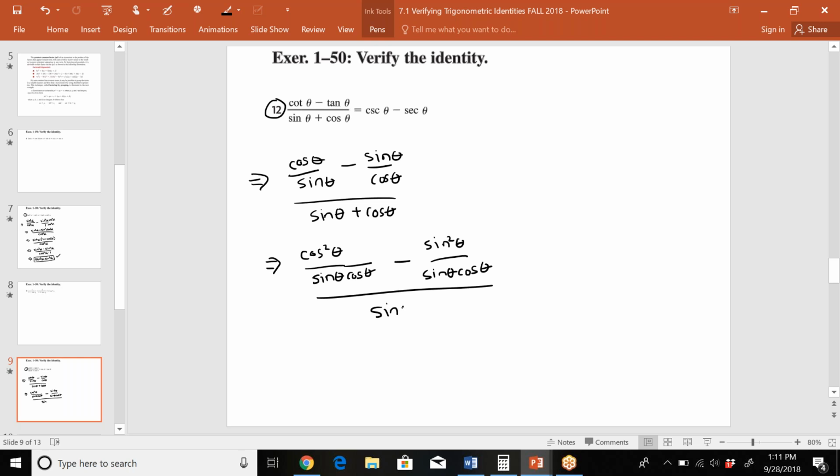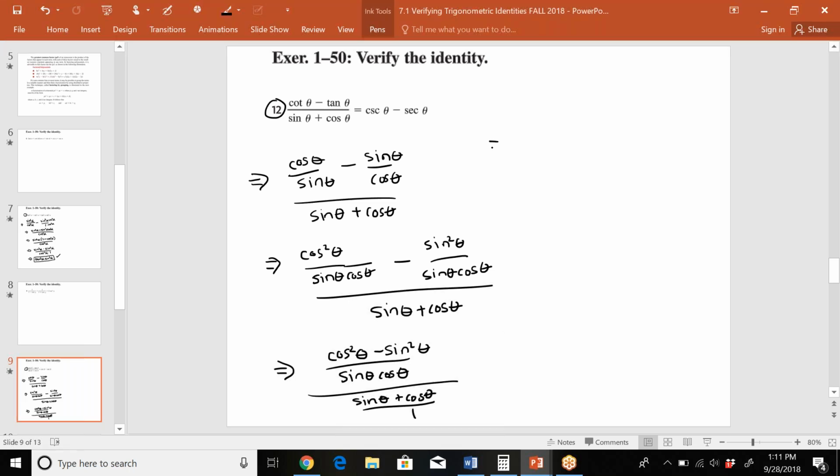So that's sine theta plus cosine theta, still on the bottom. We can combine that top now into a single fraction, so that's cosine squared theta minus sine squared theta over sine theta cosine theta. And now I'm going to consider the bottom as one big fraction too, so it's all over 1 since it doesn't really have a fraction. So now we can try to multiply by the reciprocal.